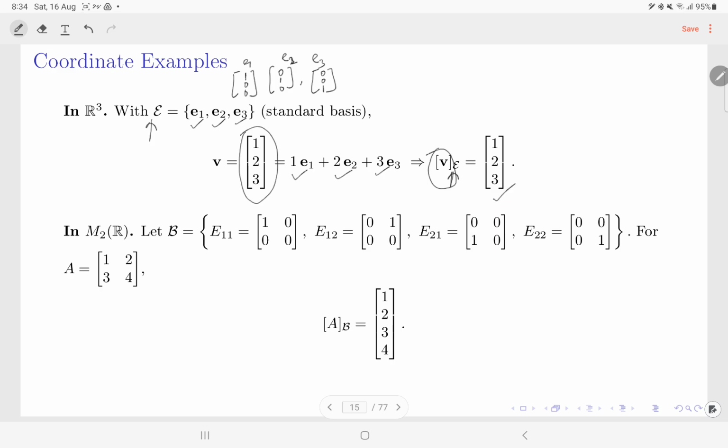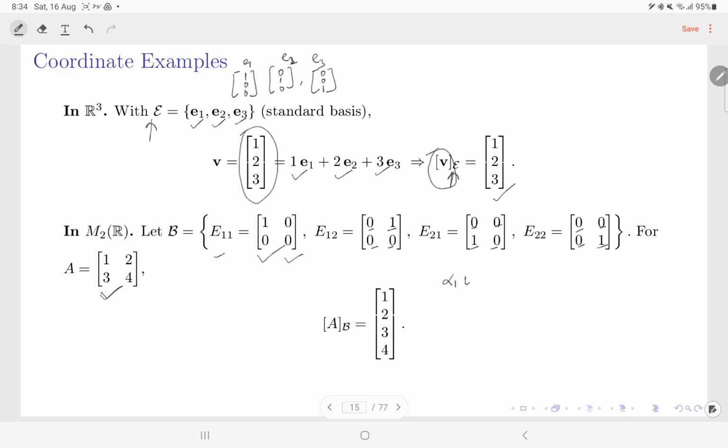Let's see an example of a matrix of 2 cross 2. The standard basis for a 2 cross 2 matrix is 1, 0, 0, 0, then 0, 1, 0, 0, then 0, 0, 1, 0, and 0, 0, 0, 1. So this is the standard basis for 2 cross 2 matrices. Now how can you find the coordinates for this one? You have to write the linear combination with respect to your basis.